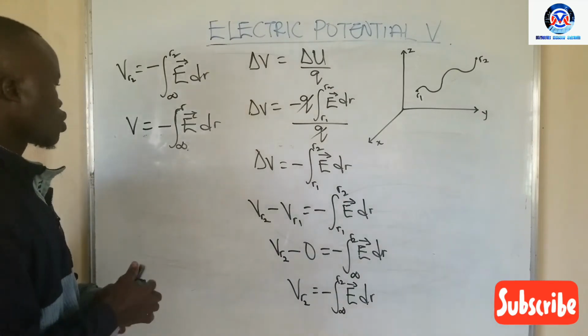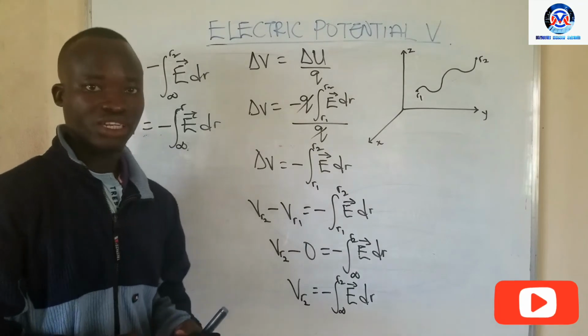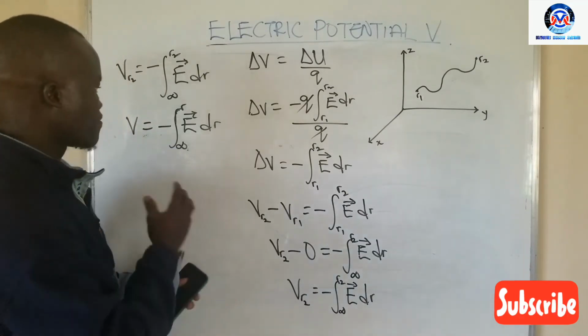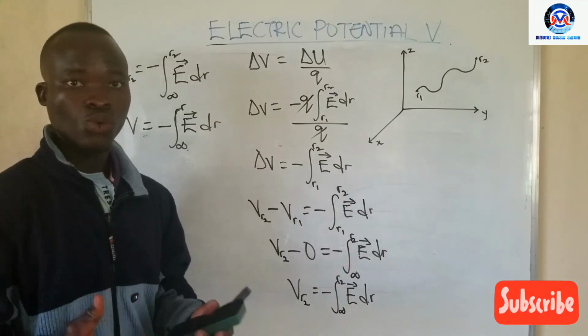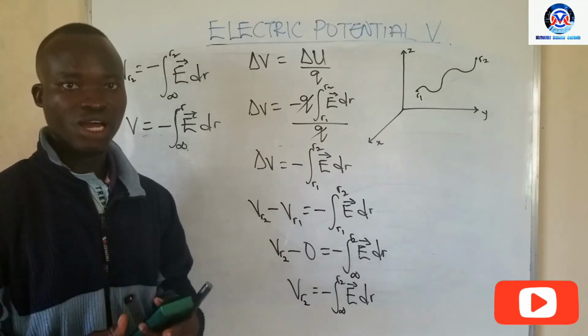Remember that in the last section we derived the magnitude of electric potential, but that did not have any relationship with the electric field. We only derived that to be V equals KQ over R.